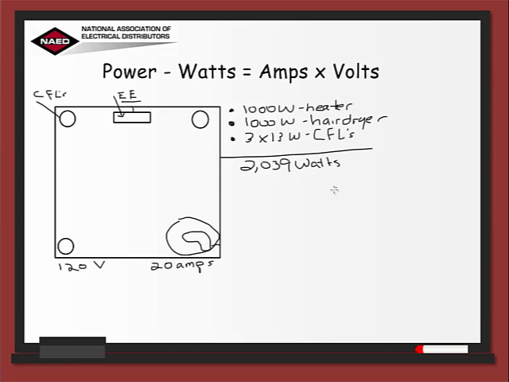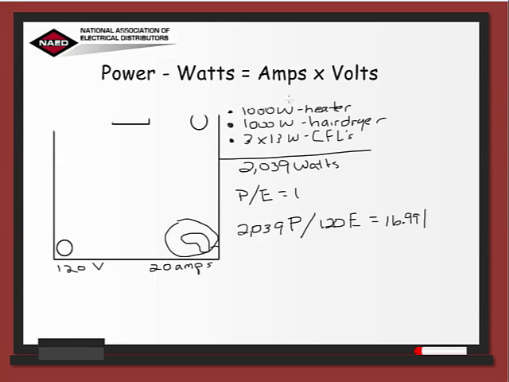And when we apply the formula again, P divided by E equals I, we divide the power 2039 by the 120 volts, which leaves us with the 16.99 amperes of usage.